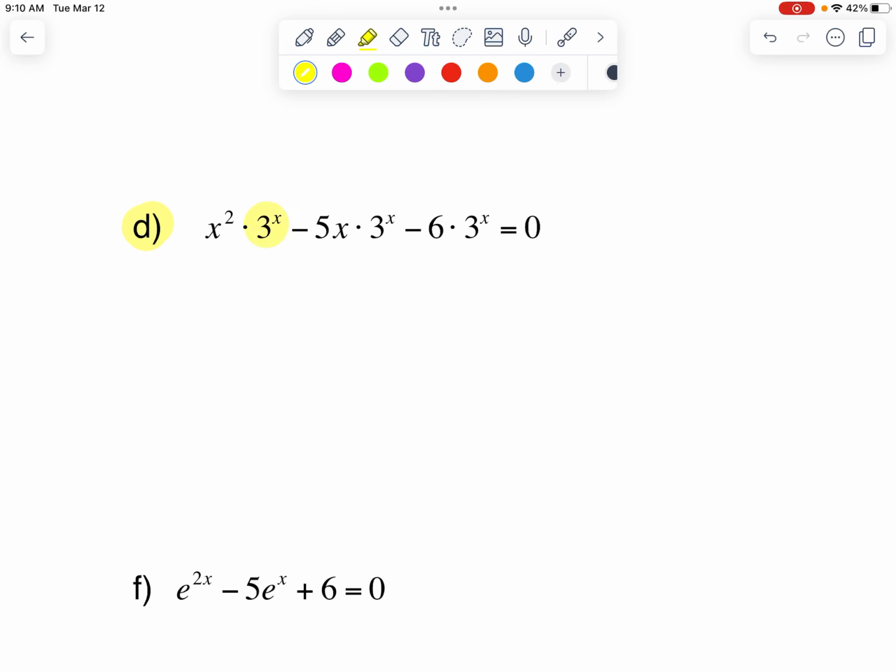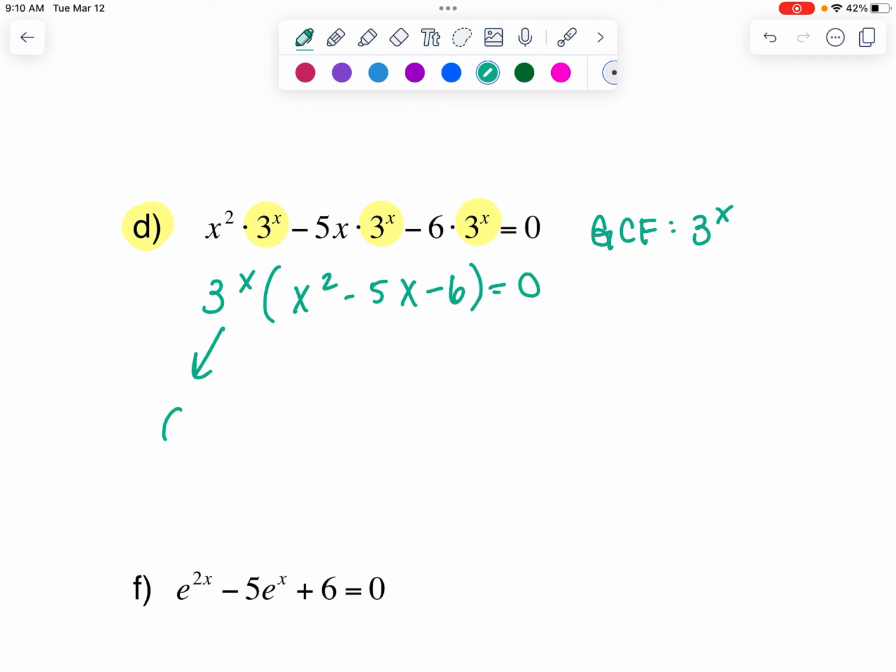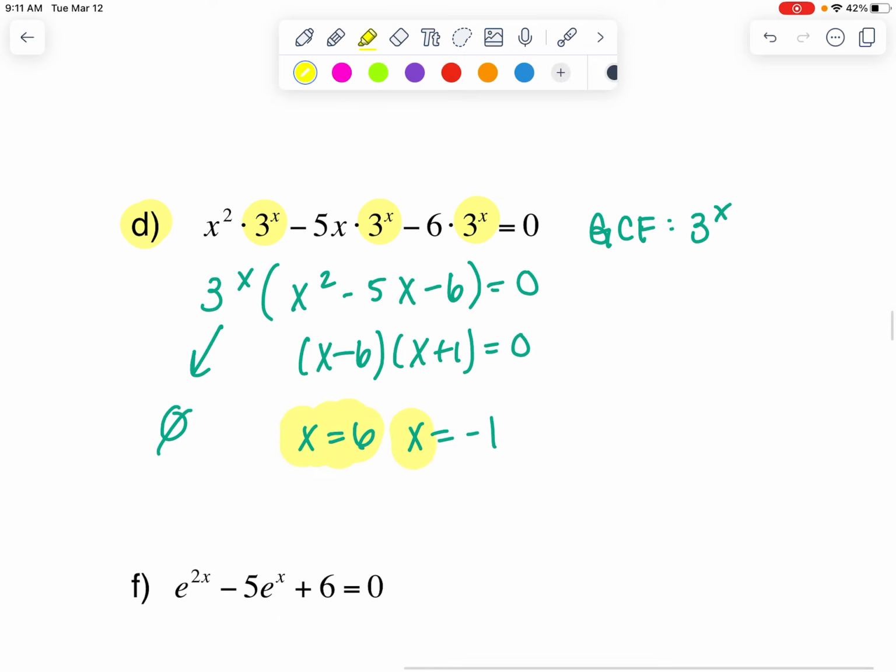Okay, same exact thing. You see that the GCF is 3 to the x power, so you can go ahead and factor that out. We're left with 2x squared minus 5x minus 6 equal to 0. This guy, 3 to the x, we know right away is going to give no solution. We can factor x squared minus 5x minus 6. That's (x minus 6)(x plus 1) equal to 0. And so x is equal to a positive 6, x is equal to a negative 1, and that's our two solutions.